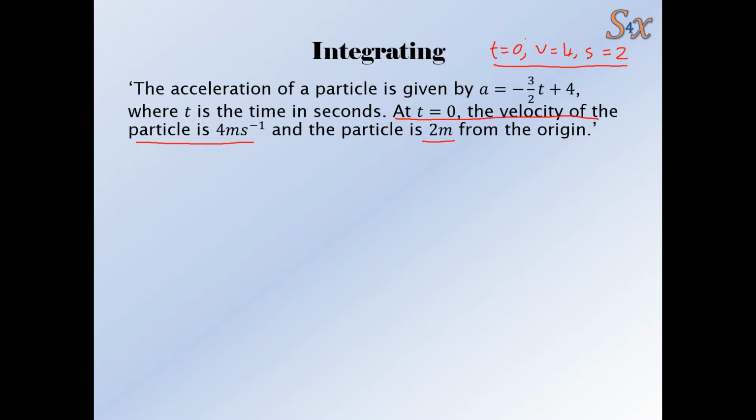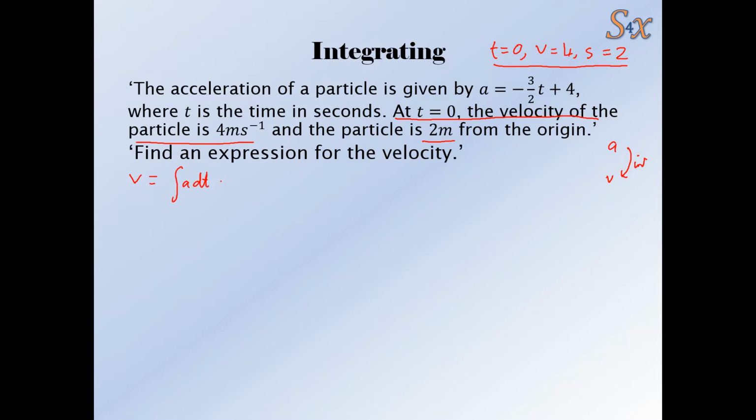In this case, we're going to need 2. So find an expression for the velocity. Remember, to go from acceleration to velocity, we need to integrate, because the velocity is the acceleration integrated with respect to time. So I'm going to integrate my expression for the acceleration. It's minus 3 over 2t plus 4. I'm going to integrate that. When I do that, I get minus 3/4 of t squared plus 4t plus an integration constant.